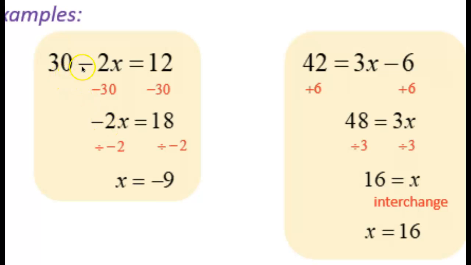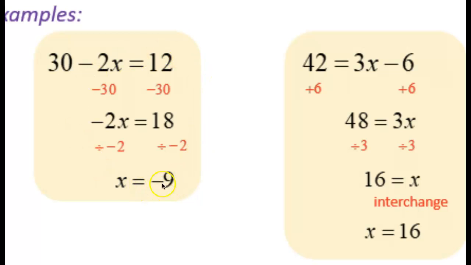So for example, 30 minus 2x equals 12. If you subtract 30 from both sides, I end up with negative 2x equals 18. Those two equations are equivalent, the first one and the second one. Okay. And then if you divide by negative 2, I get x equals negative 9. This is also an equation and they're equivalent. So again, this is equivalent to this, equivalent to this.